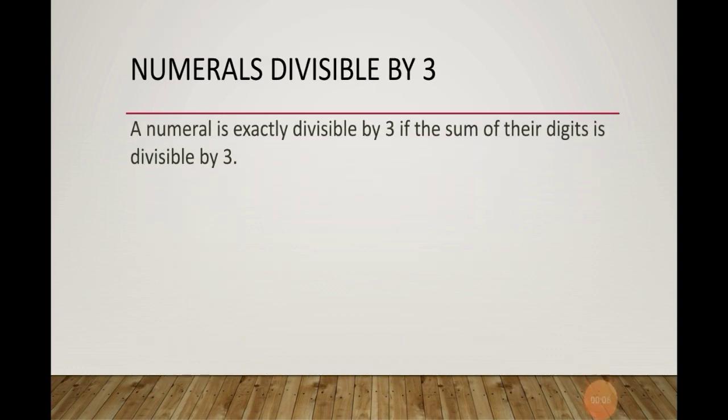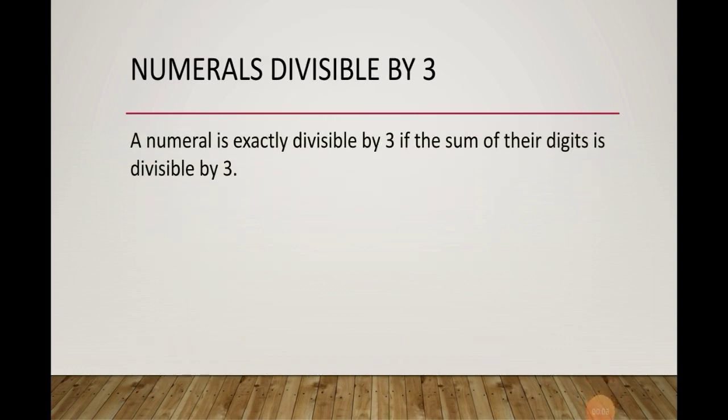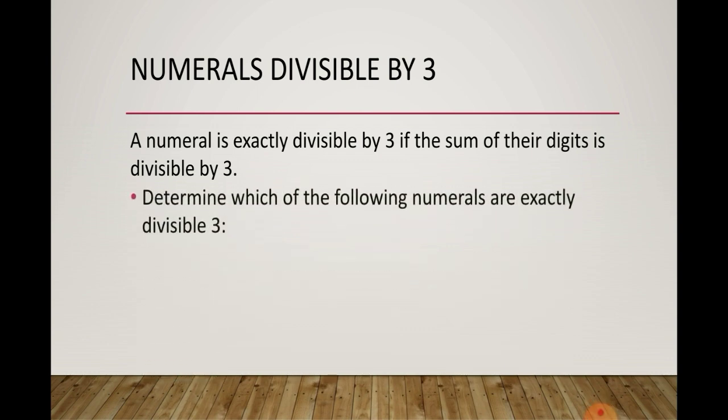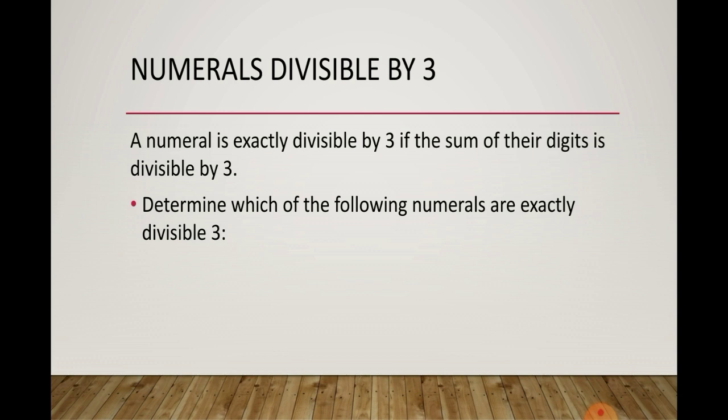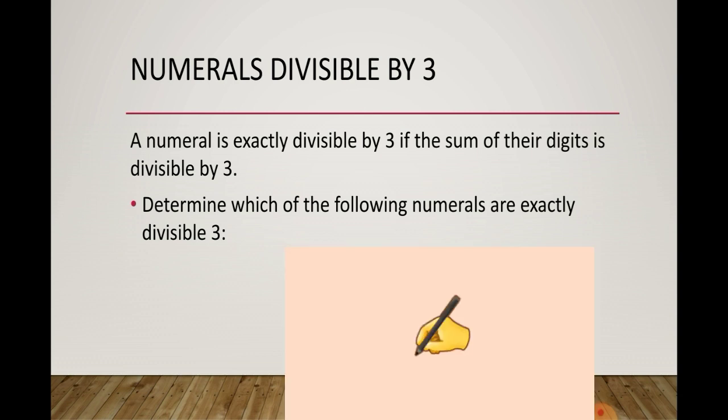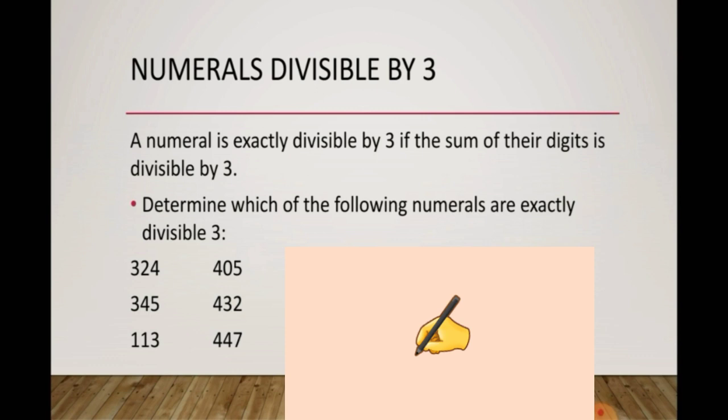Numerals divisible by 3. A numeral is exactly divisible by 3 if the sum of its digits is divisible by 3. Determine which of the following numerals are exactly divisible by 3. So we're going to add the digits of the numerals and determine if the sums are divisible by 3. In 324, the sum of the digits is 3 plus 2 plus 4 equals 9. 9 is exactly divisible by 3. Then 324 is exactly divisible by 3.